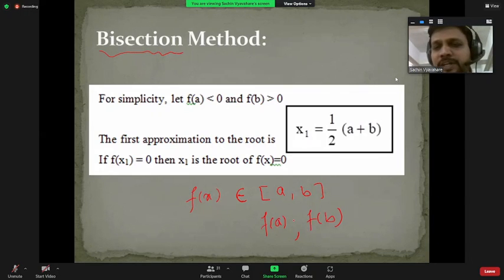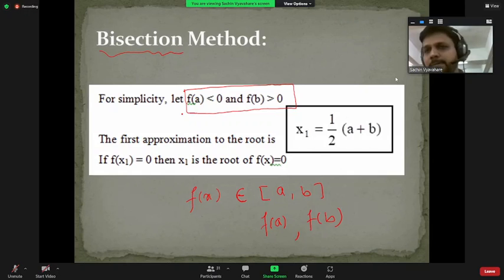What happens with this condition? Can anyone tell me why this condition is there? Why should one value be less than zero and one value be greater than zero? Why is this a requirement to get the root of the equation? Anyone have an idea here?